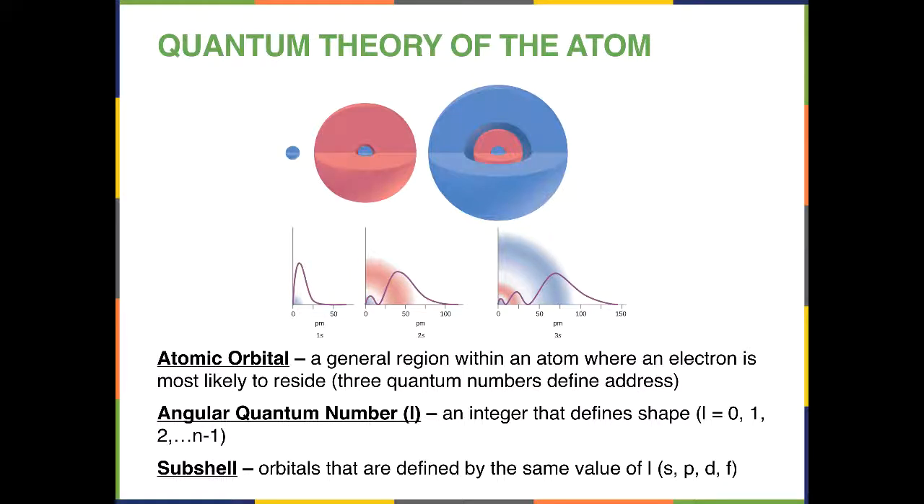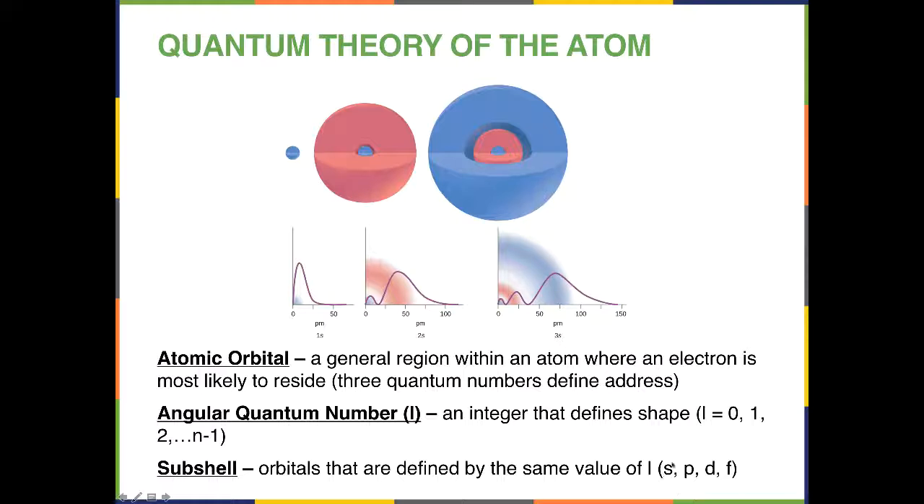These define what are known as subshells. You'll notice that in each of these there's the little s here, 1s, 2s, 3s. This tells you that the principal quantum number is 1 and the angular quantum number, L, is equal to 0. This tells you the principal quantum number is 2 and the angular quantum number is 0. Principal quantum number is 3, the angular quantum number is 0.